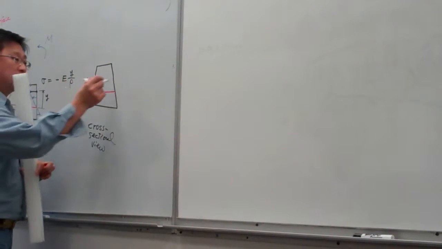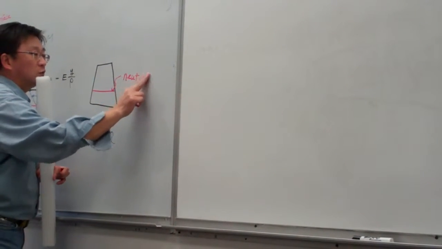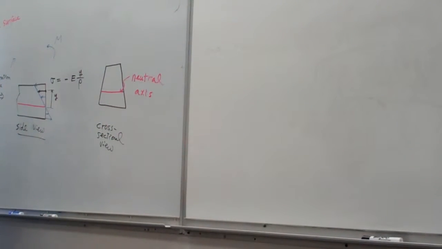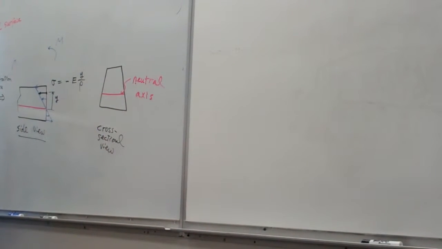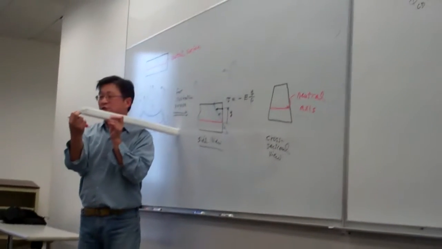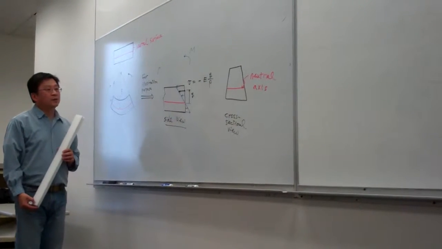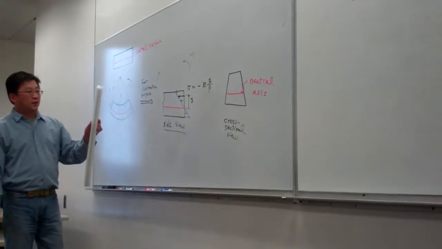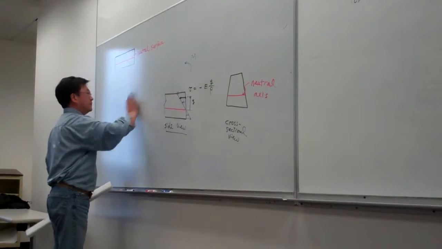In solid mechanics, this line is called the neutral axis, N-E-U-T-R-A-L. Neutral axis simply indicates the line of intersection of the neutral surface with any cross section. That gives us a line, and that is called the neutral axis. Just two new terminologies. With this introduced, what we're going to work on today is to determine the rho.